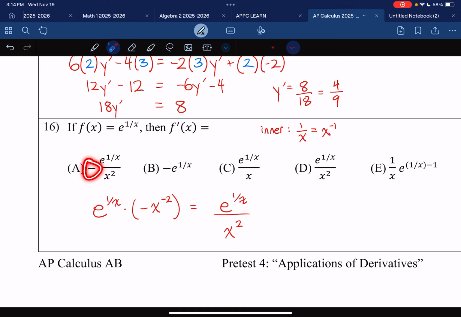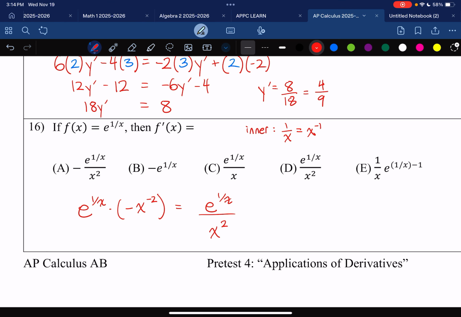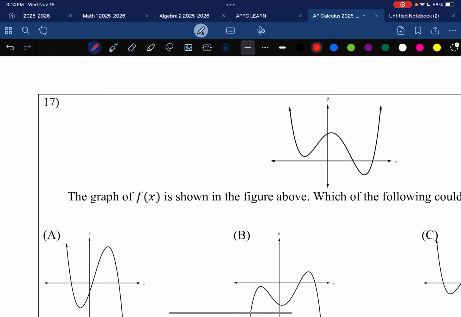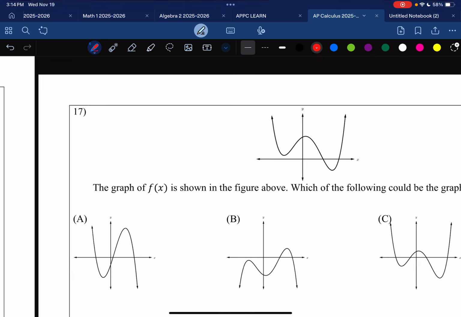And I'm noticing some people put the negative out front, and it is just going to be a negative out front. You can either put the negative on the top, on the bottom, or out front, but not both. I guess you could do all three technically. That's just weird though. All right, so, and that is exactly option A. Number 16 is A. Moving on to number 17, this is our last page for our pretest.